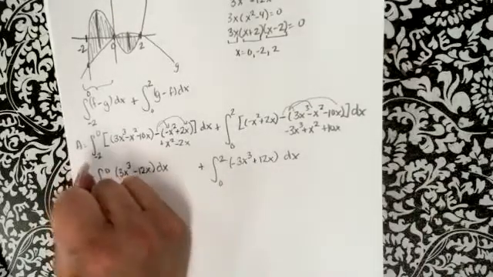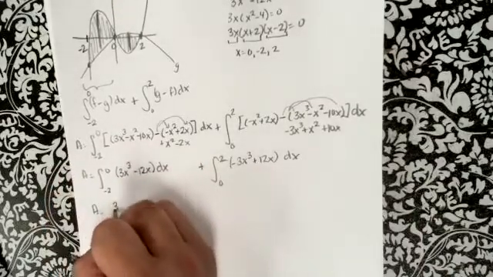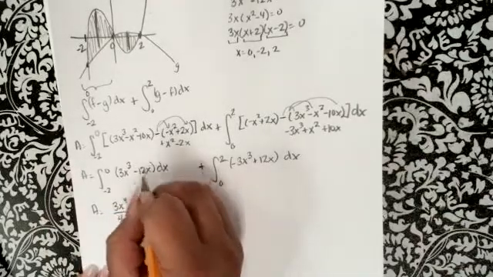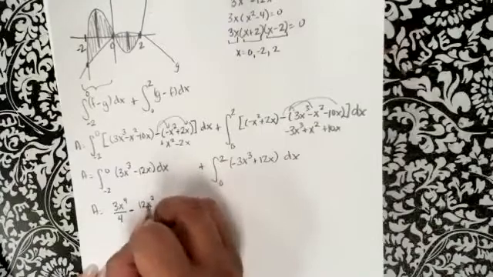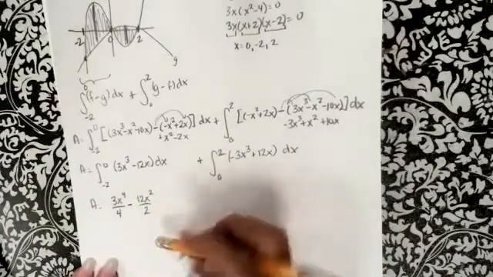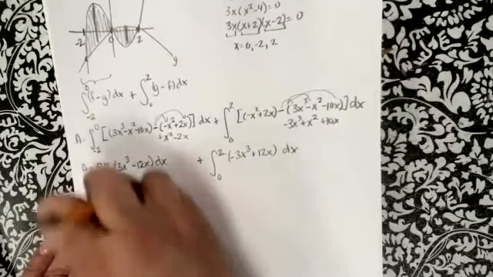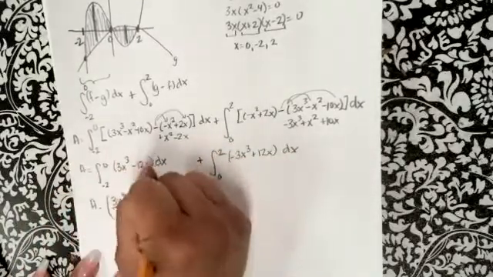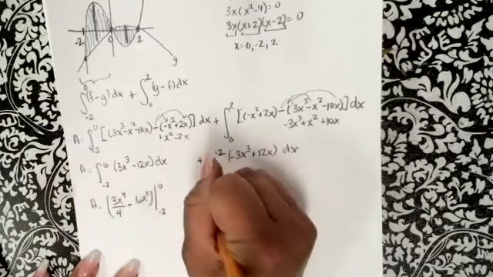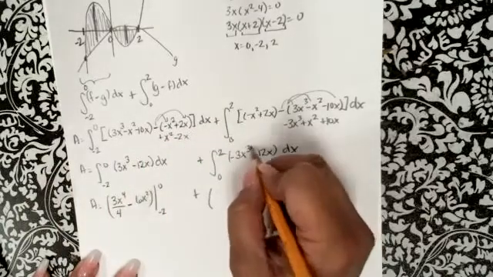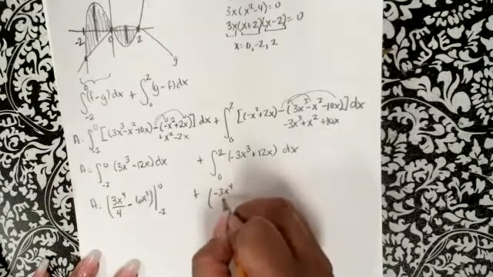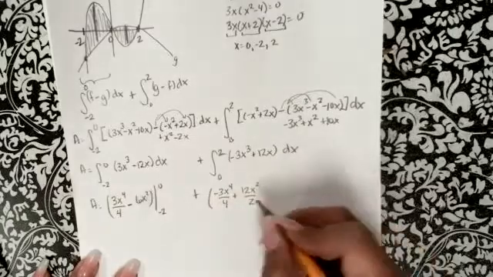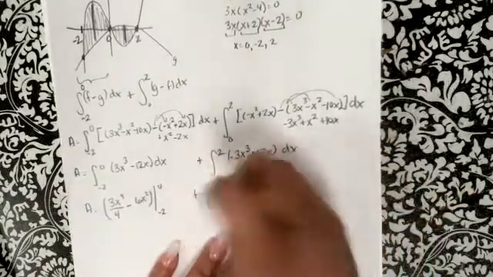Antiderivative here. I'm going to add 1 to the exponent, so that's going to be 3x to the 4 over 4. Add 1 to the exponent here, so that's going to be 12x squared over 2. And 12 divided by 2, that's just going to be a 6. So this is going to be a 6x squared. Here, I'm going to add 1 to the exponent, divide by it. Add 1 to the exponent, divide by it, and 12 divided by 2 is 6.